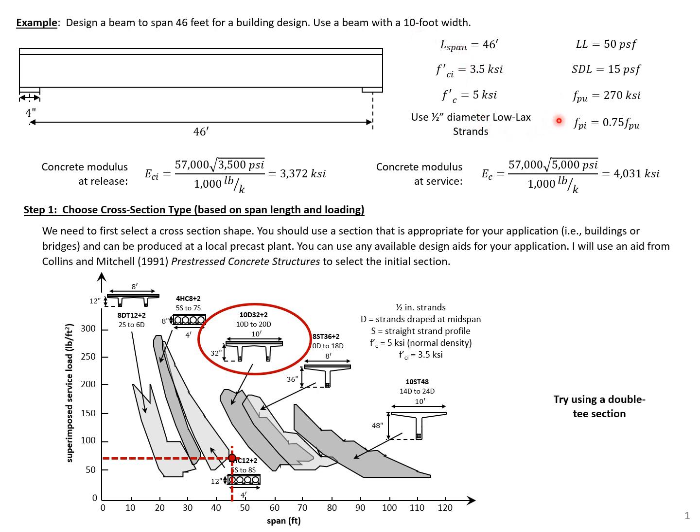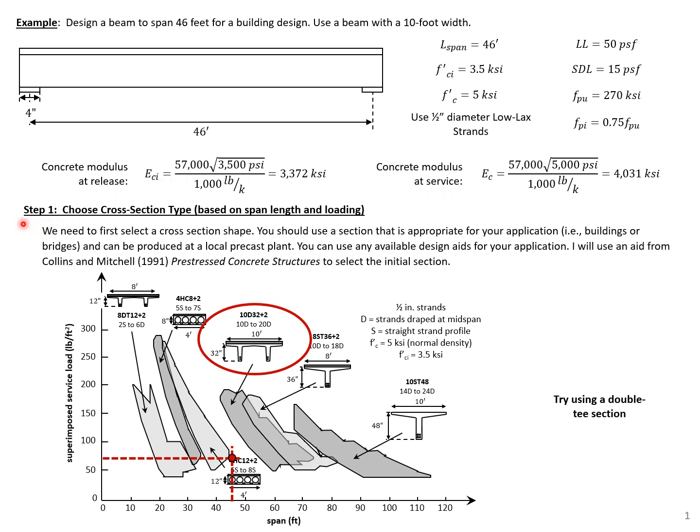And here's some information for our strands. We have 270 KSI strands, and we're stressing them to 75% of the ultimate strength. I give us here the release modulus and the modulus at service for our concrete using our ACI 318 equations.